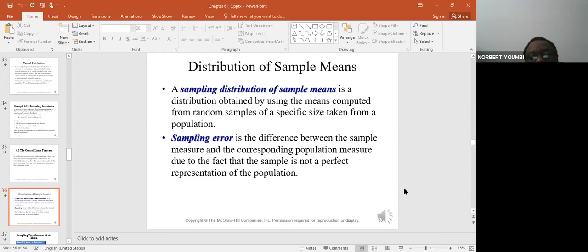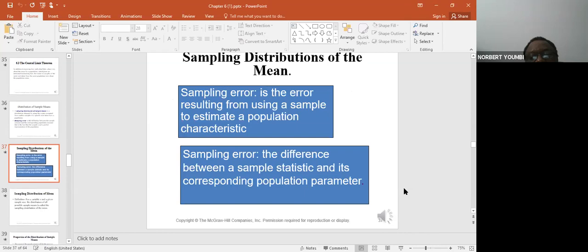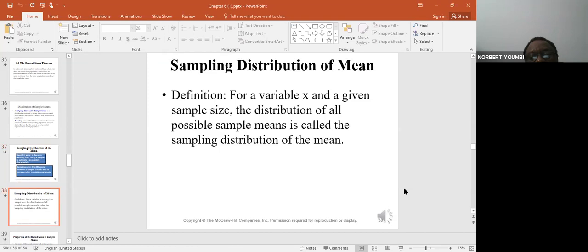So if your probability experiment consists of taking a random sample, you can compute the mean and call it the sampling distribution of sample mean, or the sample proportion, I'll call it the sampling distribution of sample proportion. Our question is, what is the nature of the distribution of sample means? The distribution of sample mean will be normal if the population is normal. But when the population is not normal, we will require that the sample size is at least 30 for this distribution of sample mean to be normal.